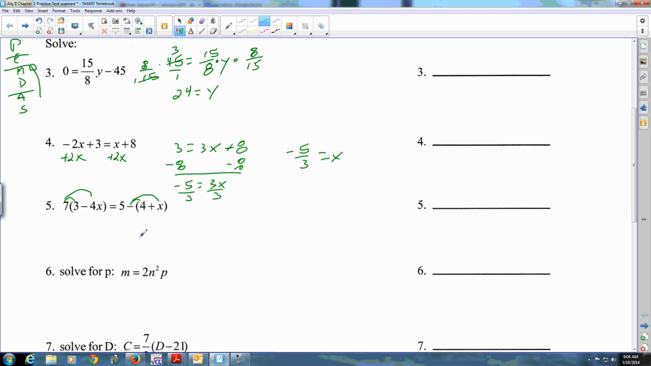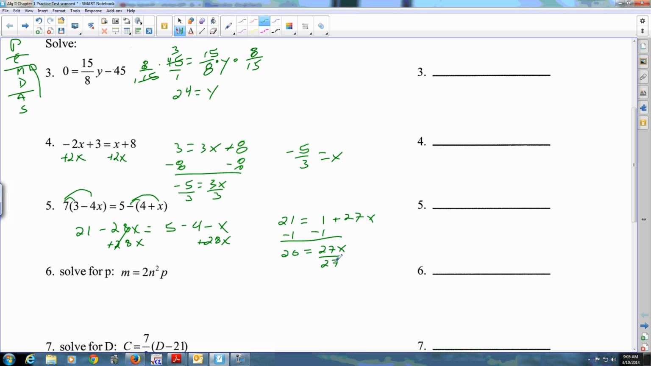This one, you need to distribute this inside first. Distribute the subtraction through. So you have 21 minus 28x is equal to 5 minus 4 minus x. That subtraction distributes through. I'm going to bring the 28x over to the side. So I've got 21, this is gone, equals 5, oops, let me erase that. 5 minus 4, I can take care of that. 5 minus 4 is 1, minus x plus 28x is 27x. Subtract the 1, and I've got 20 is equal to 27x.